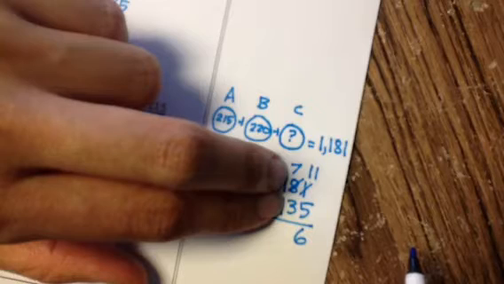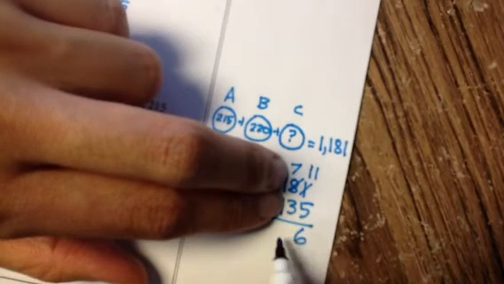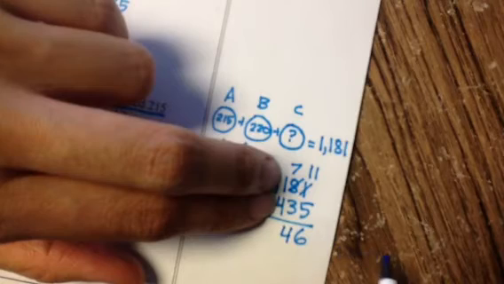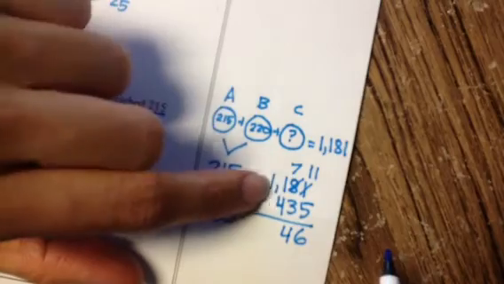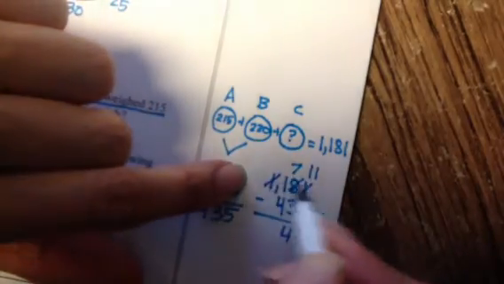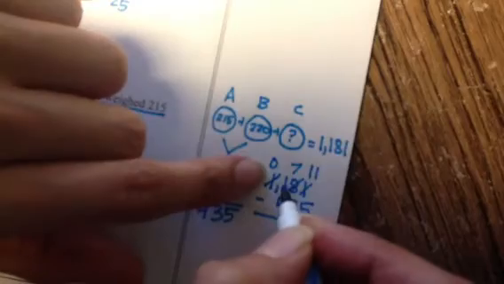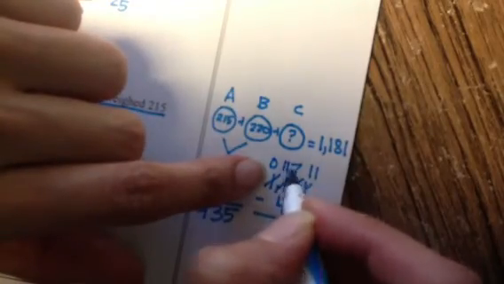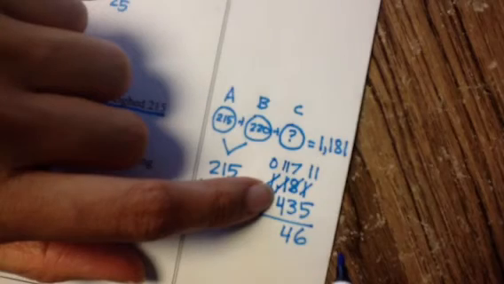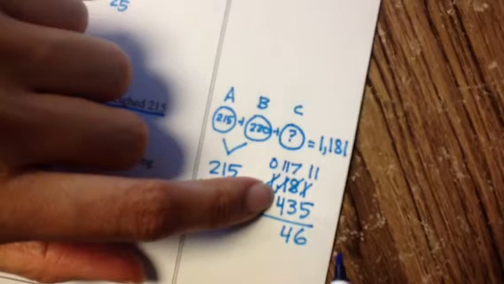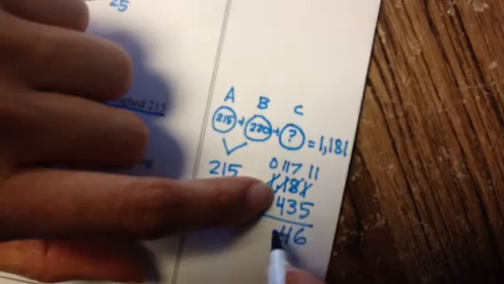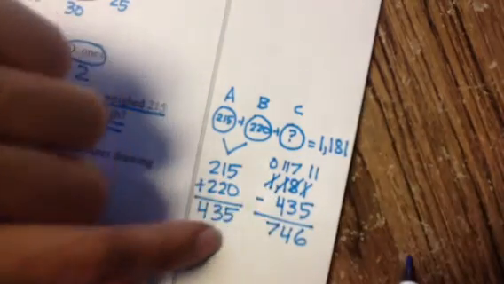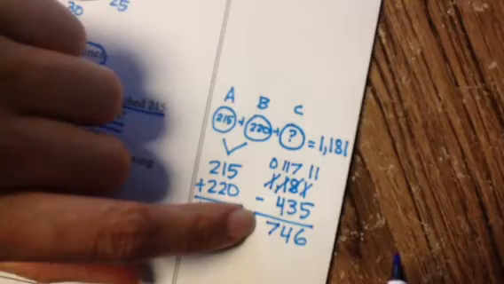How about 7 take away 3? What's that? 4. And then 1 take away 4. Oh, can't do it. I gotta borrow. Okay. All right, so the 1 borrows from that 1. So this 1,000 really becomes a 0,000, and that 1 becomes 11. And 11 take away 4. Start at 4. Count. 4, 5, 6, 7, 8, 9, 10, 11. And that is what? 7. So 746 is our answer.